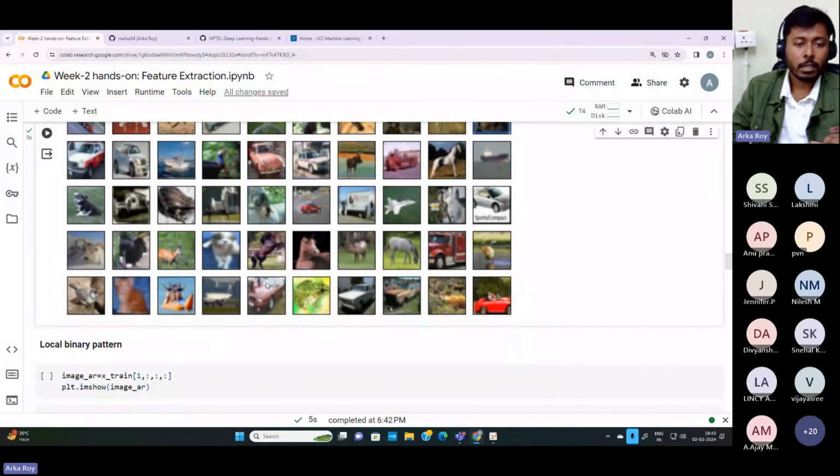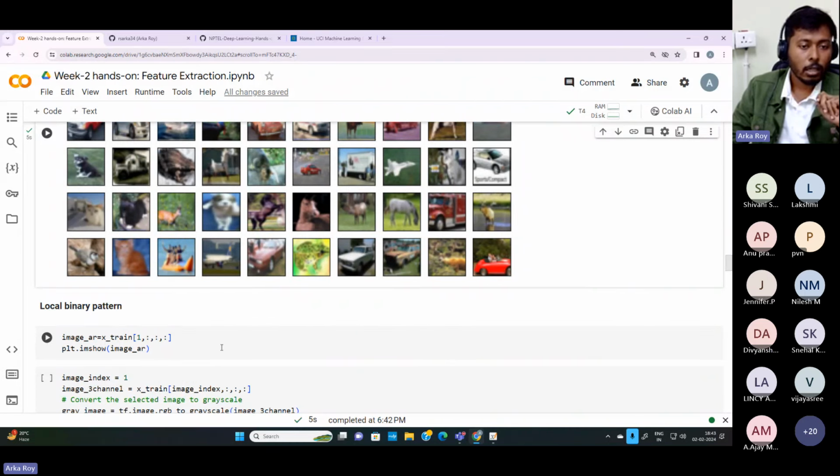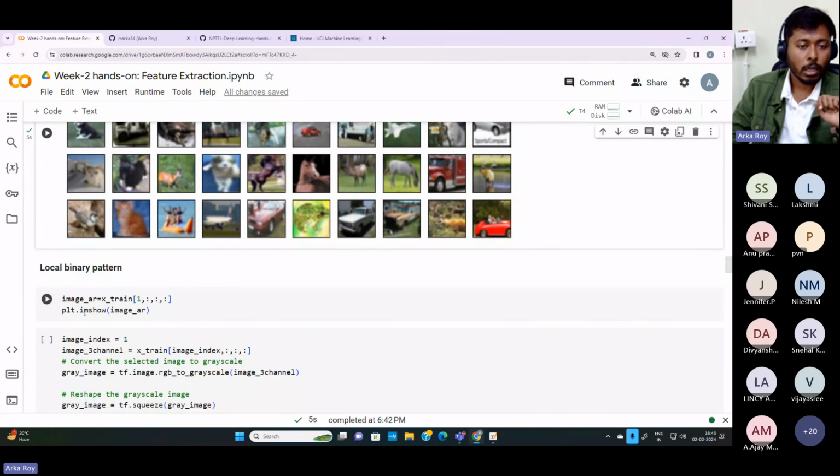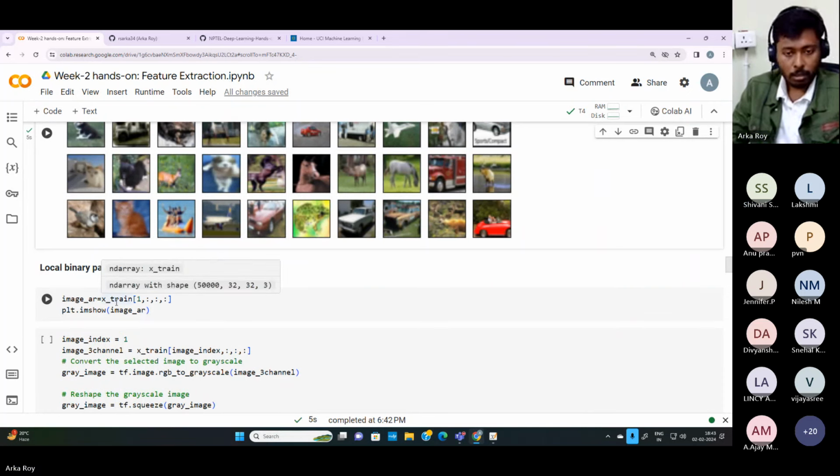Now we'll start extracting the features. Our first feature is the local binary pattern. Over here, we'll try to extract the local binary pattern. So let me consider one.